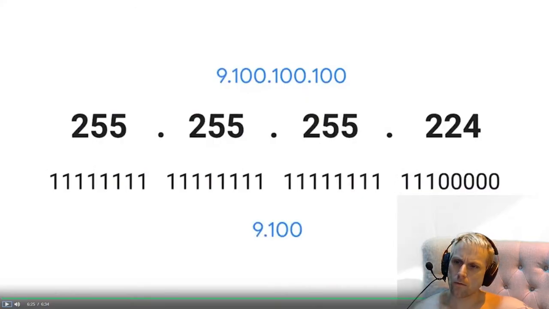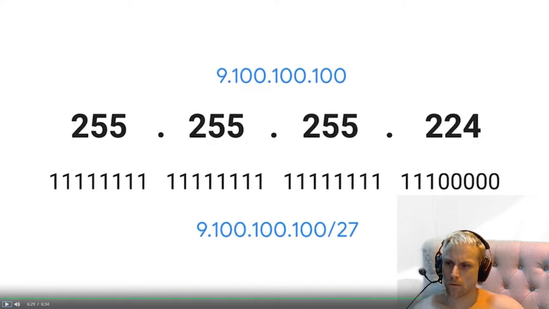9.100.100.100/27. Neither notation is necessarily more common than the other, so it's important to understand both. What did it look like? Three 100s forward slash 27.